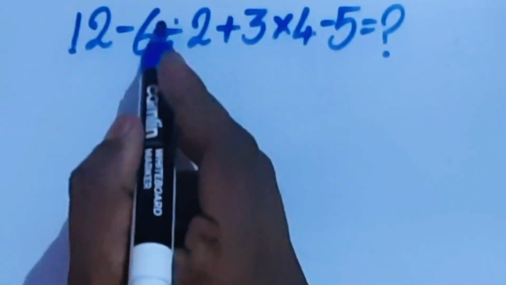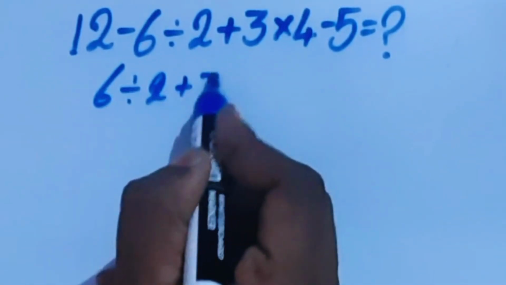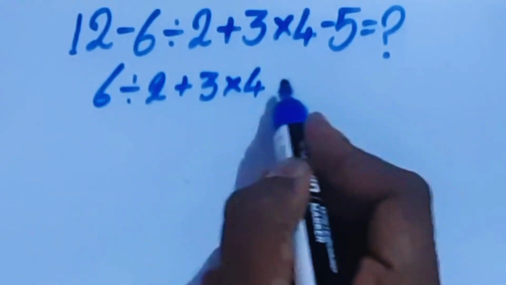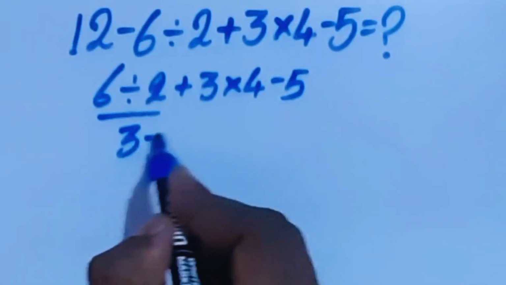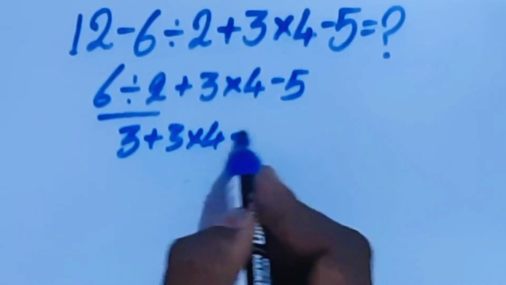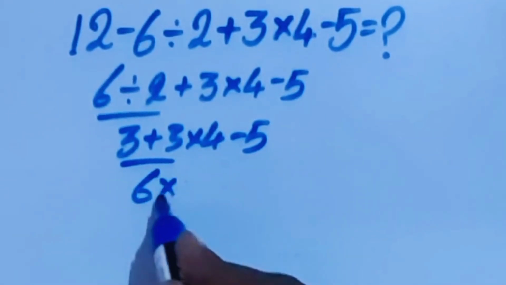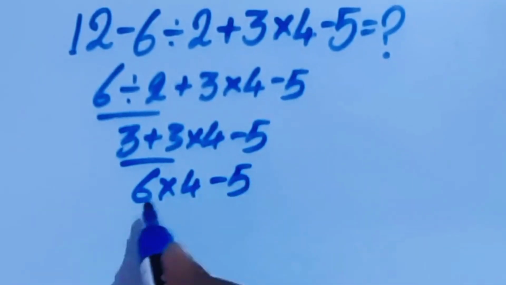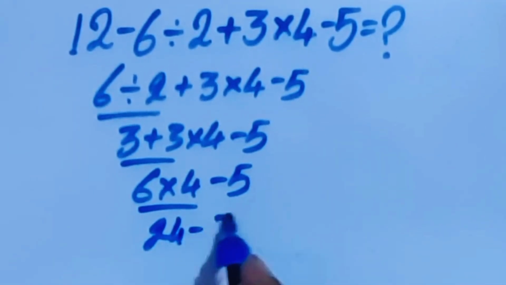Hi guys, here 12 minus 6 is 6 divided by 2 plus 3 times 4 minus 5. Here this 6 divided by 2 is 3 plus 3 times this 4 minus 5. Here this 3 plus 3 is 6 times 4 minus 5. Here this 6 times 4 is 24 minus 5.